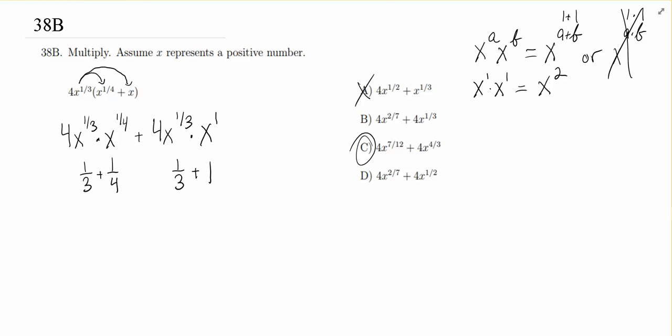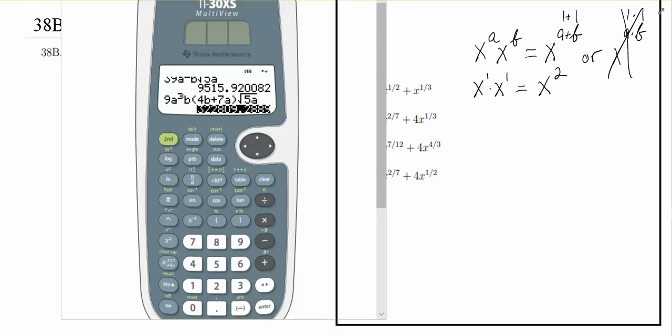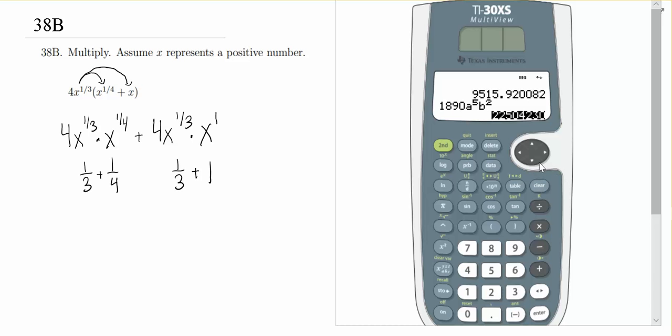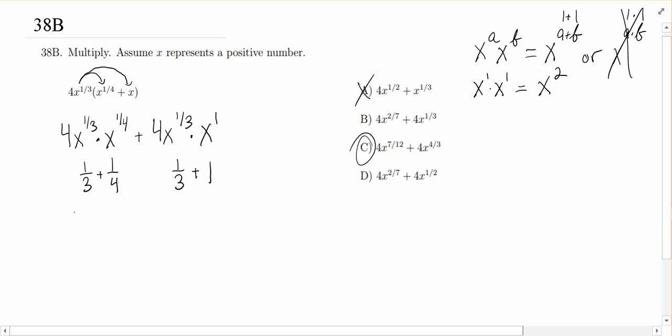Now I do want to remind you that your calculator will handle addition of fractions hopefully fairly easily for you. Oops, sorry, I'm still on some previous problems here. Let me go ahead and pop over here. You should be able to type in 1/3 plus 1/4 and get an answer. If you're using a graphing calculator, you might have to hit the math button and then enter. That's going to turn your answer into a fraction. Similarly, when we do our 1/3 plus 1, we should be able to get the 7/12 and the 4/3, which does get us this same answer. So we have the 7/12 and 4x to the 4/3. This gets us our answer as C.